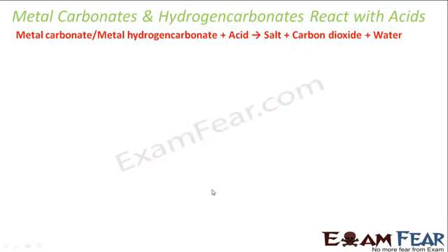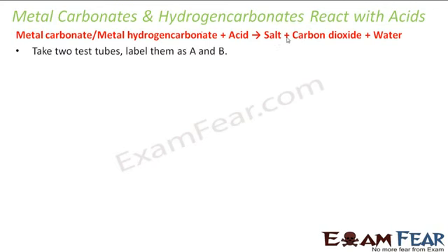Now we'll study how metal carbonates and hydrogen carbonates react with acid. When you have metal carbonates and metal hydrogen carbonates and you add acid, it becomes salt plus carbon dioxide plus water. That's the typical reaction. You take metal carbonates or hydrogen carbonates, add acid to it, then you get salt, carbon dioxide and water. We'll take some activity on this.